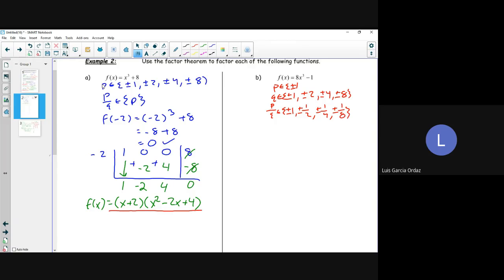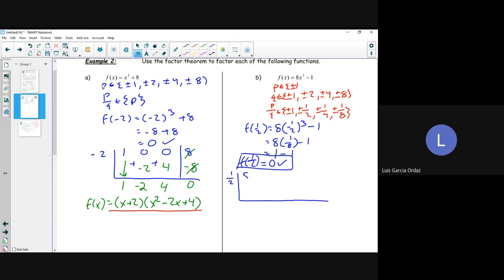Okay. So does everyone agree with 1 over 2? So let's plug in f at 1 over 2. That gives us 8 times 1 over 2 to the power of 3 minus 1, which gives us 8 times 1 over 8 minus 1, which just gives us 1 minus 1, which equals 0. So f of 1 over 2 gives us 0, which is good, because that means 1 over 2 is a factor. So now all we have to do is use synthetic division again.